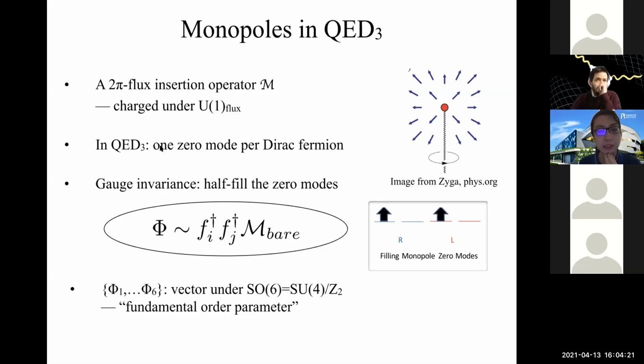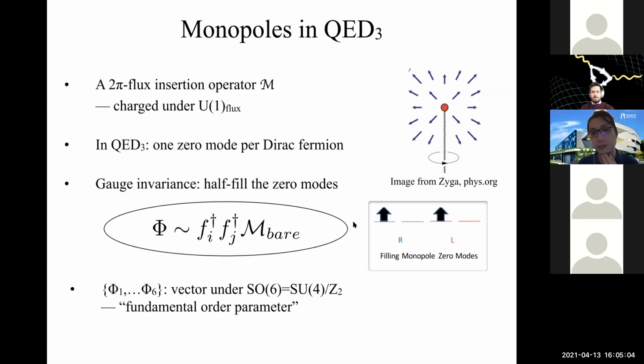What's special about QED3, about Dirac fermions, is that whenever you have a 2π flux, there will be a zero mode trapped for each flavor of Dirac fermion. So this is well known. This is basically the famous zeroth Landau level for the Dirac fermion. Okay. And for a reason that I'm not going to explain in detail, it turns out if you want a gauge invariant state, if you want to consider a gauge invariant monopole operator, for the ground state you should half fill the zero modes.